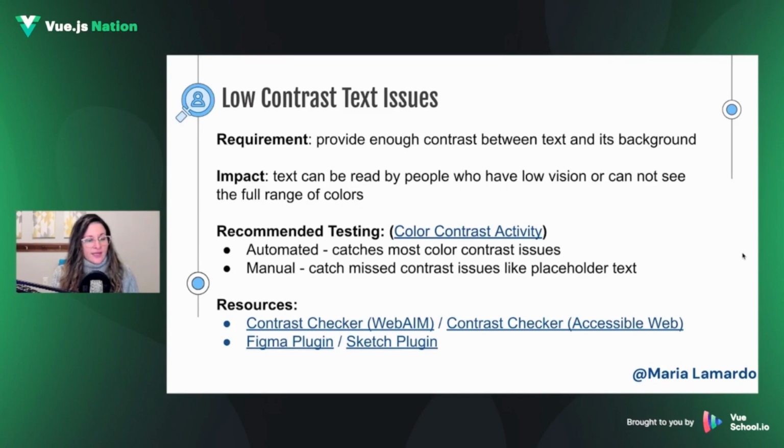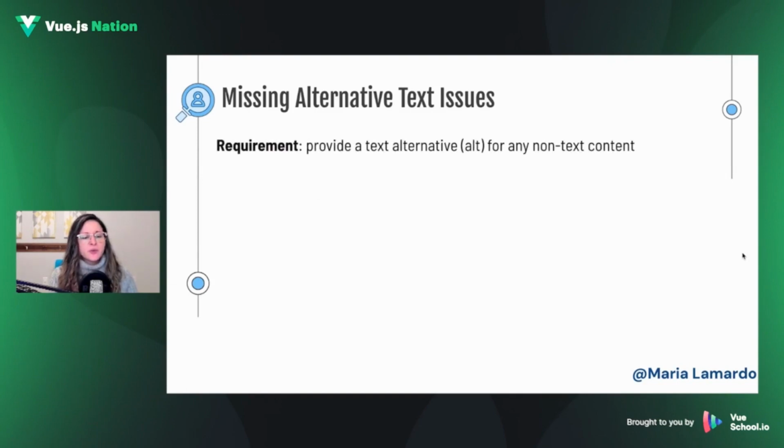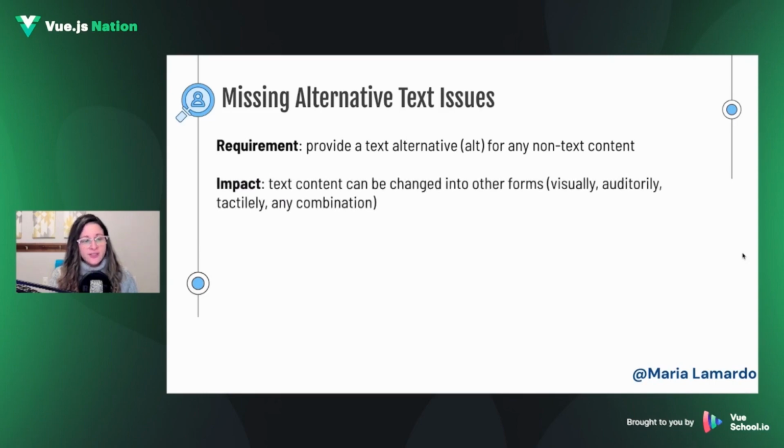And here are some resources that are really helpful. Now, going into missing text alternative issues. The requirement here is that we provide a text alternative for non-text content so that this can be changed into different forms, right? Whether it's changed visually, auditorily, or any other type of combination.